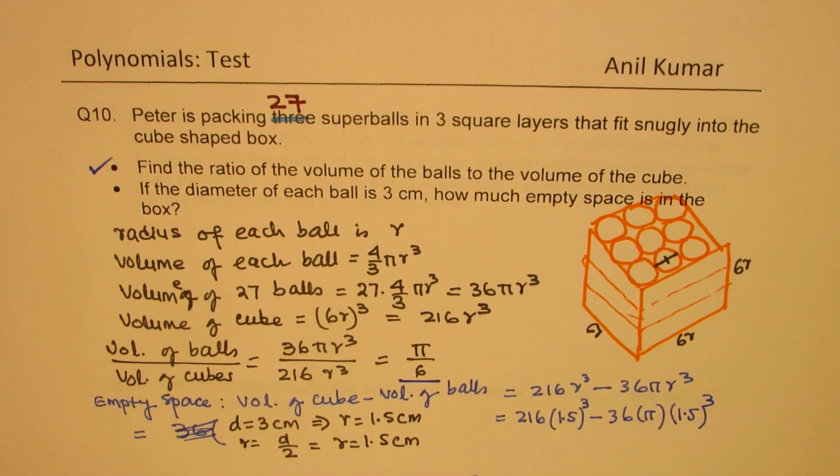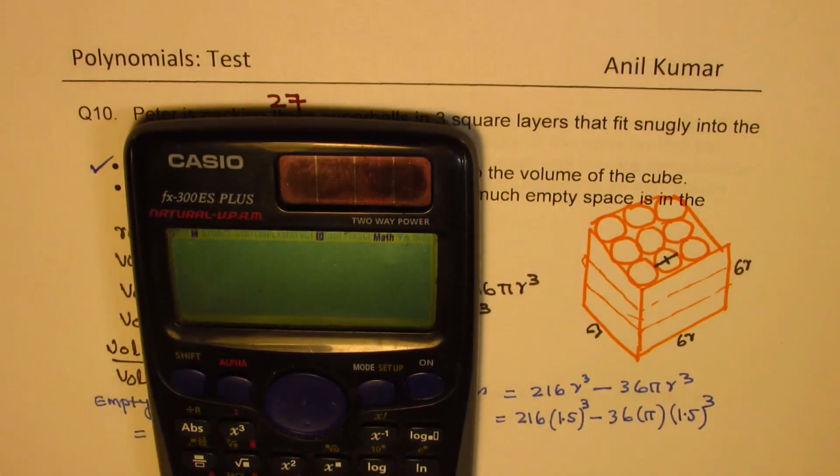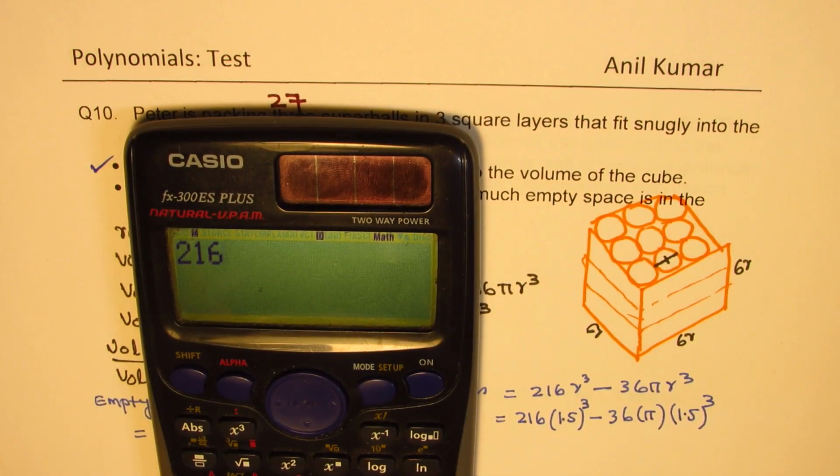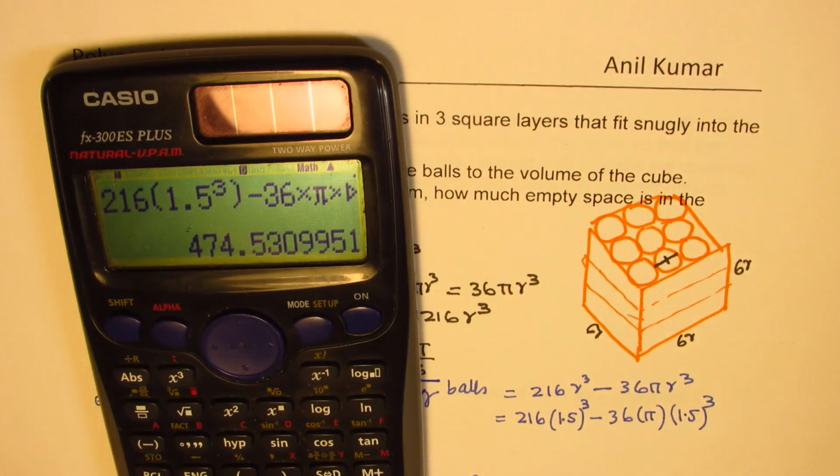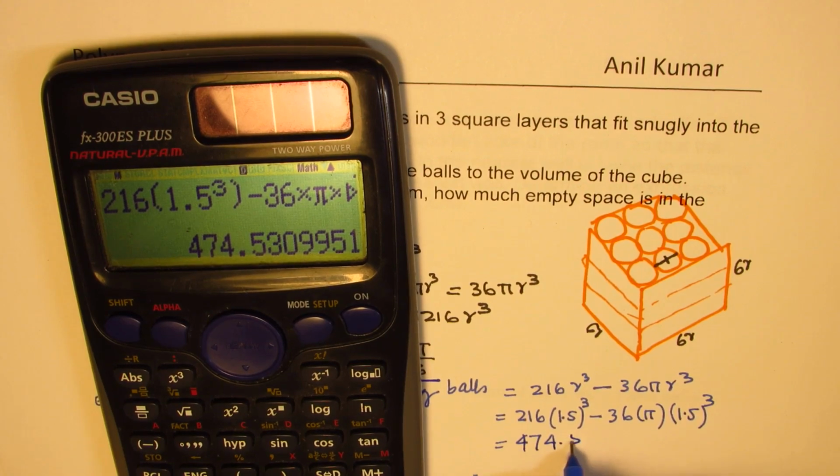Clear? So we'll use our calculator to do this calculation. 216 within brackets 1.5 cube minus 36 times pi times 1.5, I should put this in brackets, so 1.5 square, equals to. So we have our answer, which is 474.5 approximately, right?